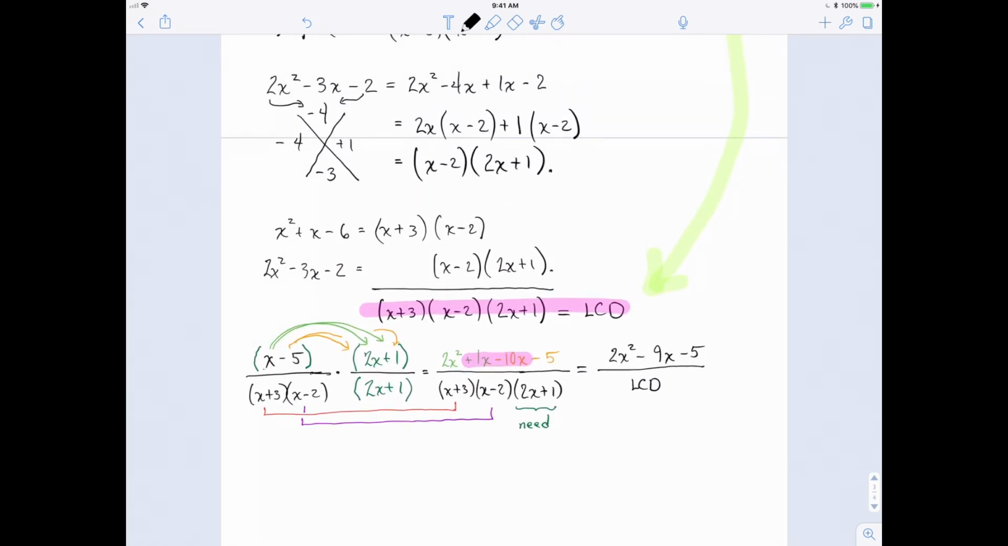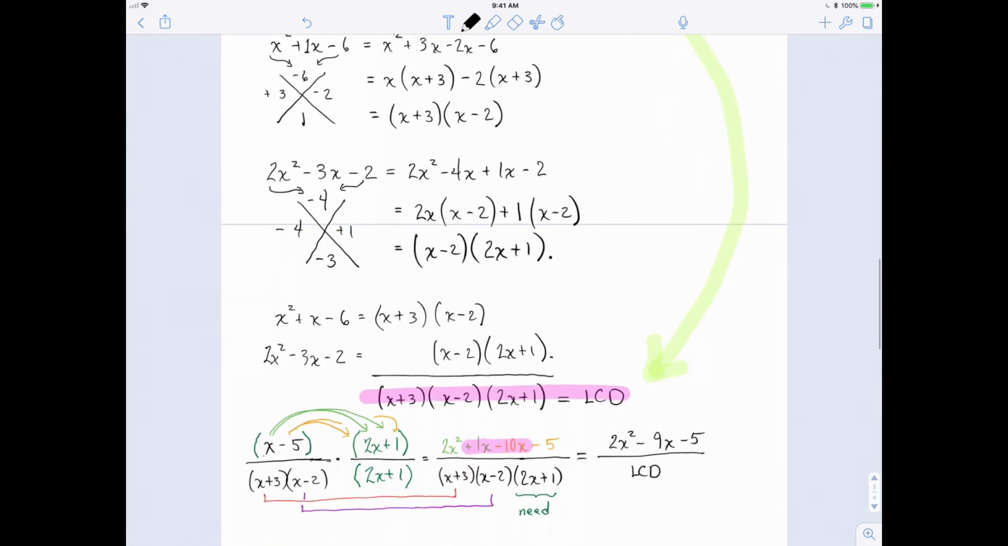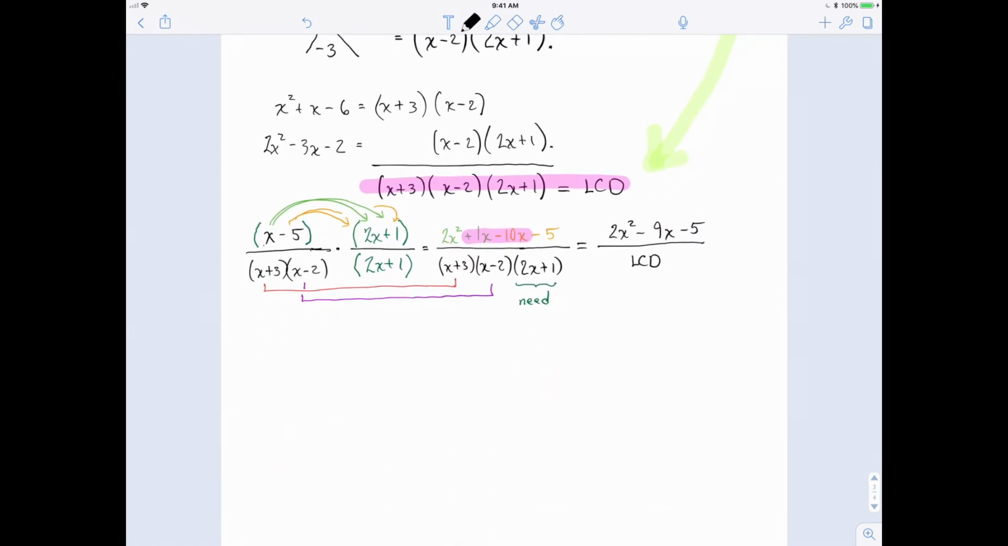So now we take our second fraction, which had x plus 1 in the denominator. So I have x plus 1 over, and let's write this in its factored form, (x minus 2)(2x plus 1). I'm going to multiply it by something so that my end result has all of those factors: an x plus 3, an x minus 2, and a 2x plus 1.